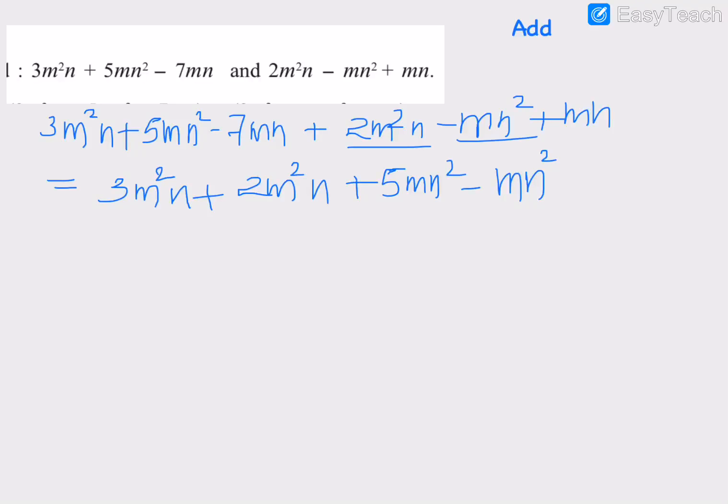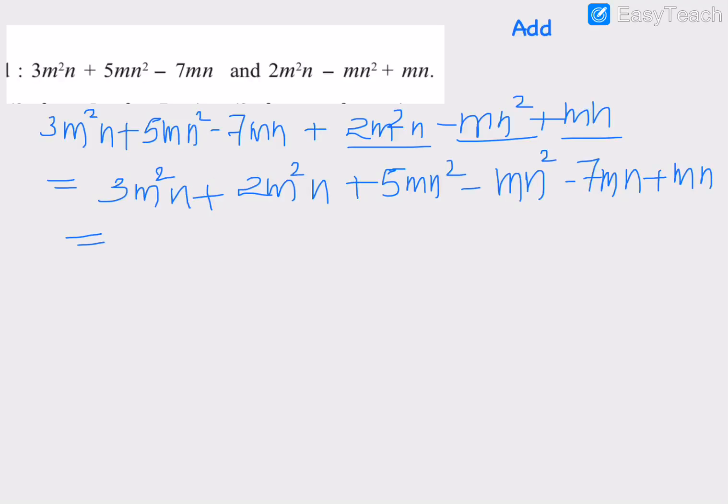So the next term is the mn term, that is minus 7mn, and the like term to mn is plus mn, here also you can see mn, so we will write it here, plus mn. So all the terms are covered and written in this second step. Now we will go to the next step.